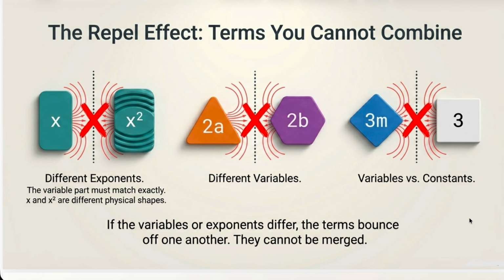This is where students can make some mistakes. X and x squared do not combine because of the exponents. 2a and 2b do not combine because of the variables. And a variable term like 3m does not combine with a constant like 3. The variable part has to match exactly.